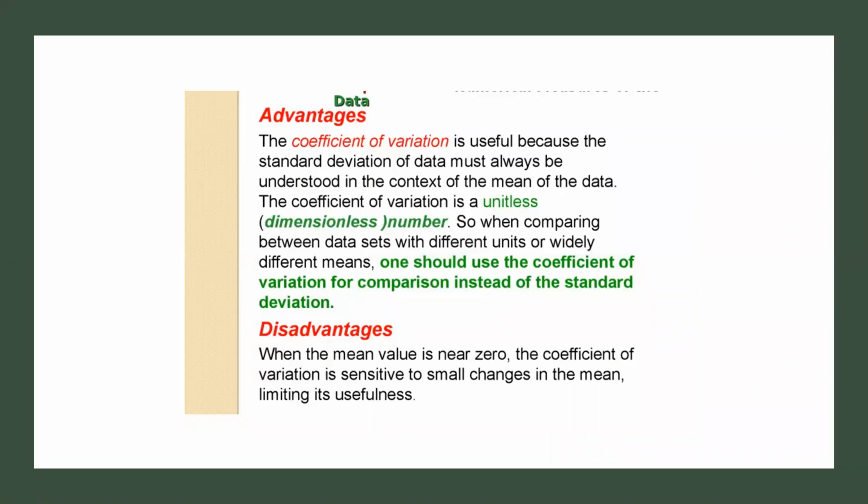What are the advantages of the coefficient of variation? It's useful because the standard deviation of the data must always be understood in the context of the mean of the data. The coefficient of variation is a unitless number. So when comparing data sets with different units or widely different means, one should use the coefficient of variation for comparison instead of standard deviation. But there are also demerits: when the mean value is near zero, the coefficient of variation is sensitive to small changes in the mean, limiting its usefulness.